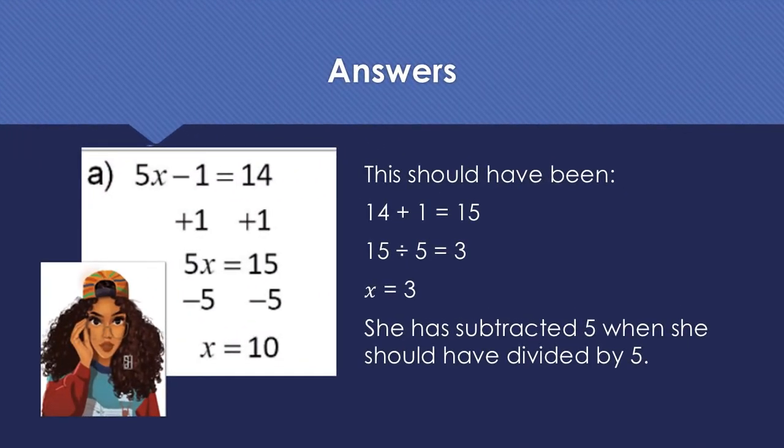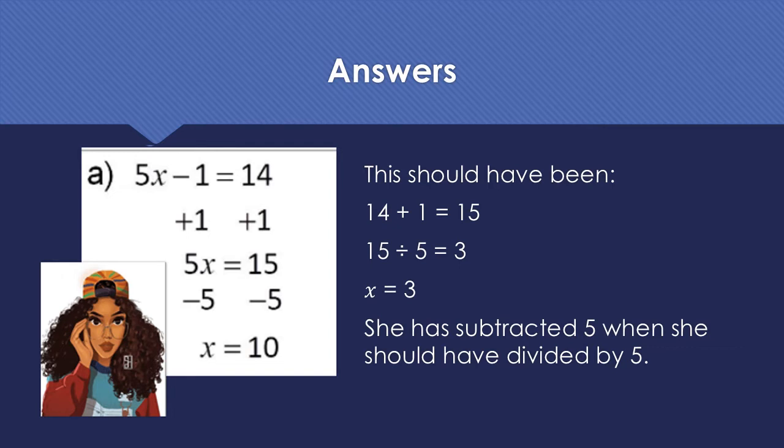Excellent. Let's go through the answers. So here are our answers. For question A, this should have been 14 plus 1 equals 15, which she did do correctly. She added 1 to both sides. So instead of minusing 1, we've done the inverse and added 1. But then she has subtracted 5.